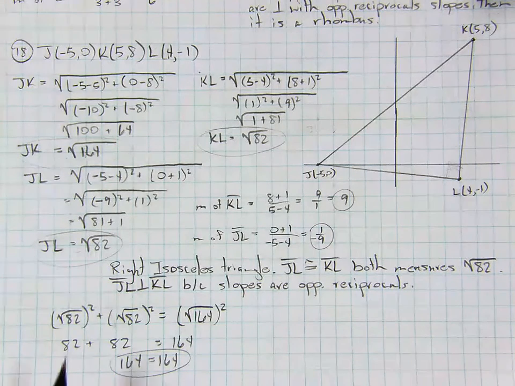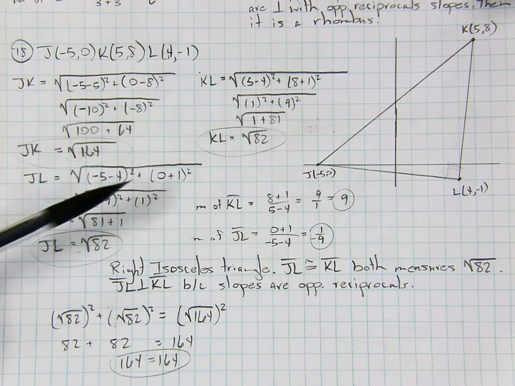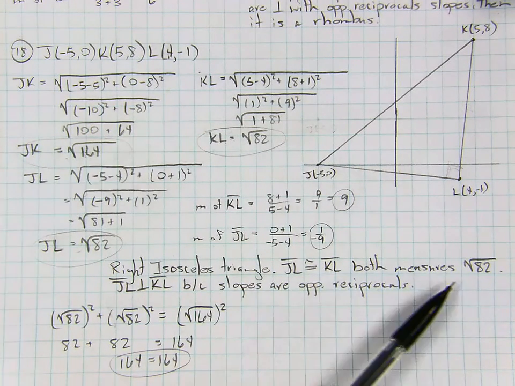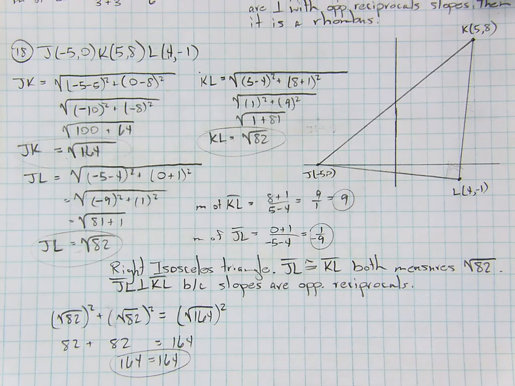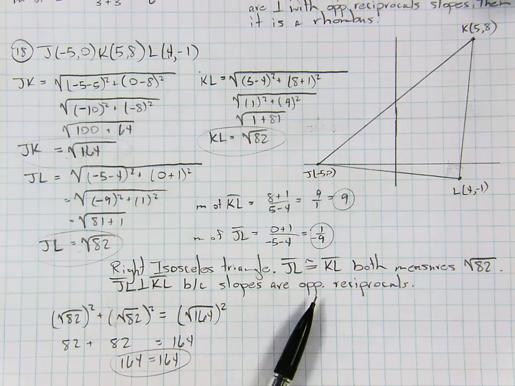Down here at the bottom, I write down here's my explanation. It's a right isosceles triangle because JL and KL both have the measure of the square root of 82, so they're congruent because their measures are equal. And then JL was perpendicular to KL because the slopes are opposite reciprocals. That's how we know that they're perpendicular, so that's what makes it a right isosceles triangle.